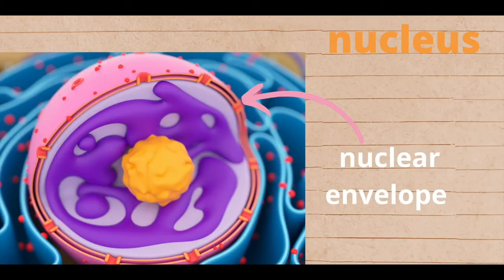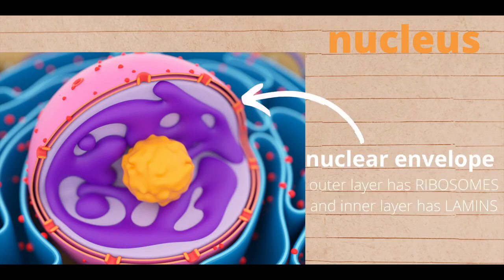First, we have our nuclear envelope that surrounds our nucleus. The nuclear envelope is two layers. The outer layer has ribosomes and the inner layer has lamins. Lamins is a type of protein that has many important roles, but one of the most important is it plays a role in cell division.